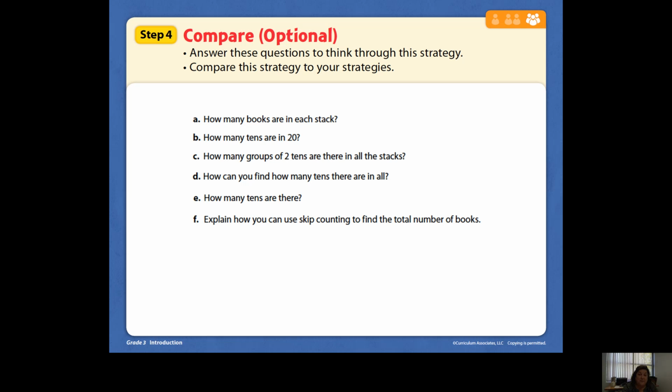There are 8 10s. Explain how you can use skip counting to find the total number of books. Well, as we had done, you can skip count by 10s, counting each of those sets of books, and we found that to be 80.